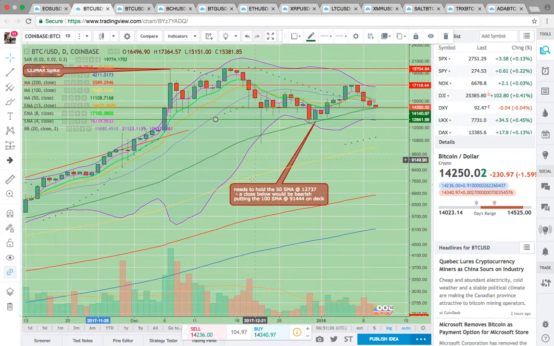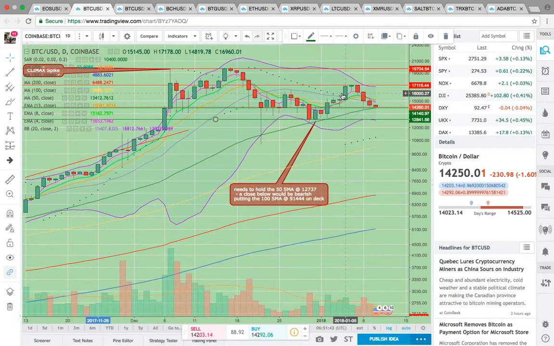Okay, so first up we're going to take a look at Bitcoin here. This is going to be Coinbase. So this is the Bitcoin Coinbase chart, and as you can see in the last chart, we were looking for a bounce off the 50-day simple moving average, and that did happen.